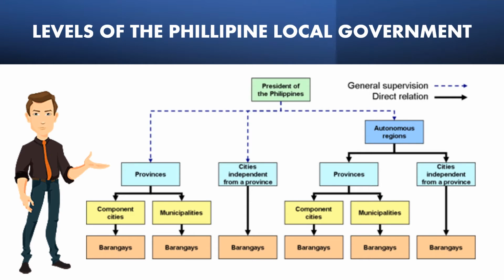Lastly, for the autonomous regions, provinces under it have direct relation to their component cities and municipalities, which also have direct relation to the barangays. And cities independent from a province, which are under autonomous regions, have direct relation to barangays under their jurisdiction.